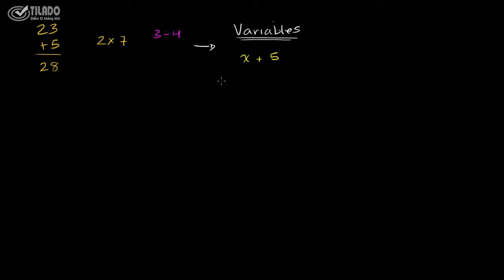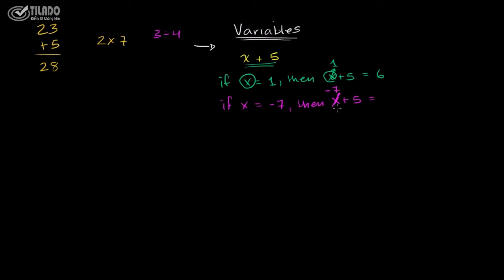If x is equal to 1, then x plus 5, our expression right over here, is going to be equal to 1 plus 5, because now x is 1. So x plus 5 will be equal to 6. If x is equal to, I don't know, -7, then x plus 5 is going to be equal to, well, now x is -7, so it's -7 plus 5, which is -2.